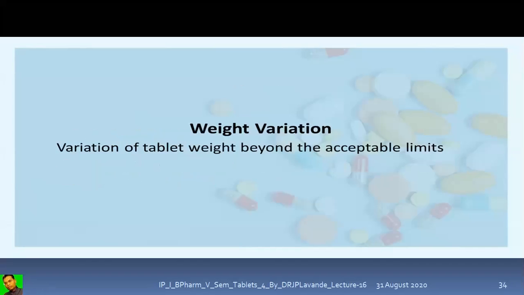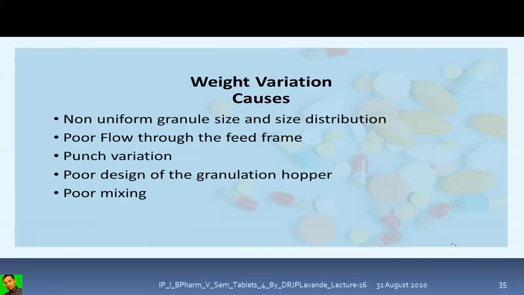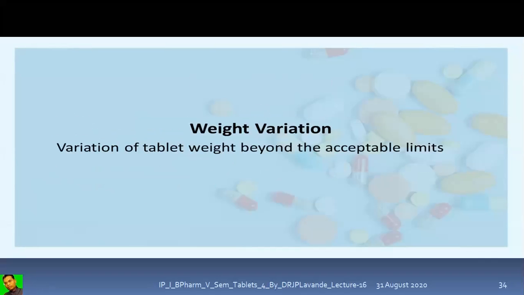Weight variation. Variation of tablet weight beyond the acceptable limit. The IP specifies a certain range of variation in tablet weight which is acceptable. But if it is beyond this, then it is not acceptable. So again, that is a tablet defect. So weight variation is the variation of the tablet weight beyond the acceptable limit.